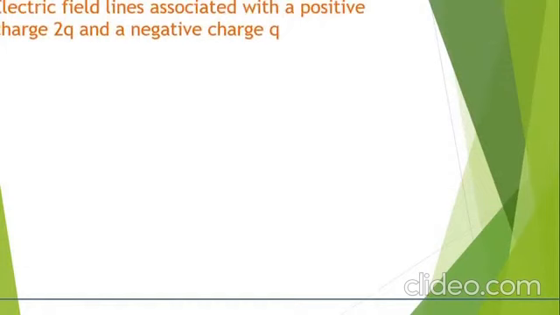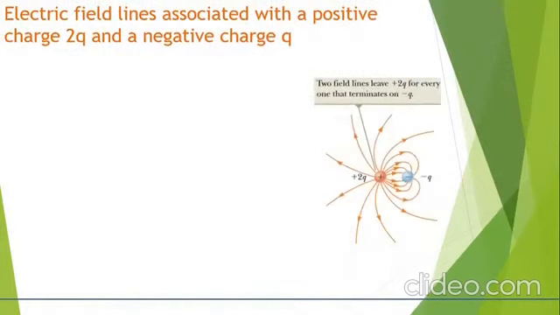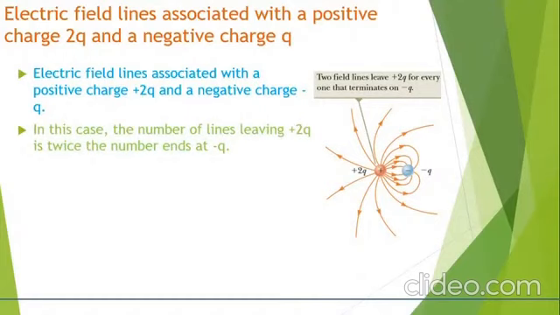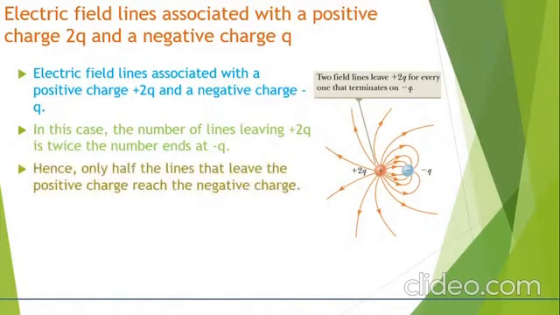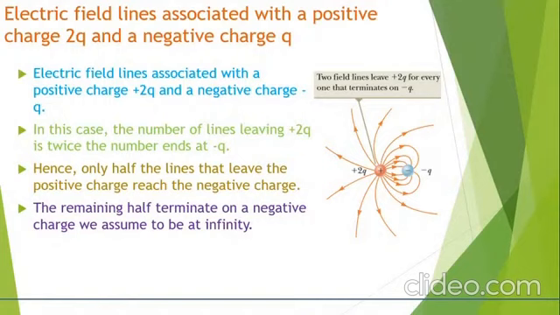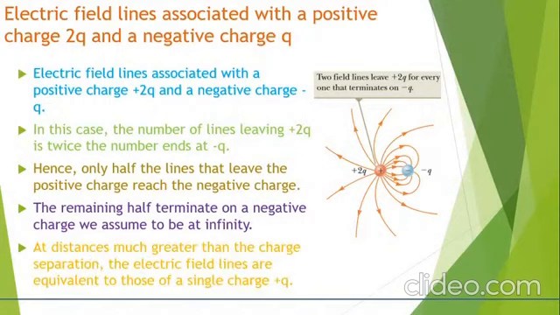Finally, we'll discuss the electric field lines between a charge +2q and a negative charge -q. The sketch is shown in this figure. Here the number of electric field lines that begin on charge +2q is double the number that end on charge -q. Only half of the electric field lines of +2q reach -q, and we assume the other half terminate at infinity. So the electric field lines are equivalent to those of a charge +q at distances much greater than the charge separation.